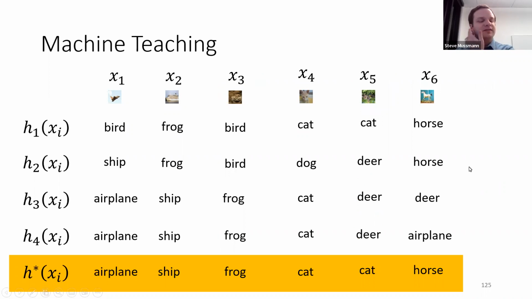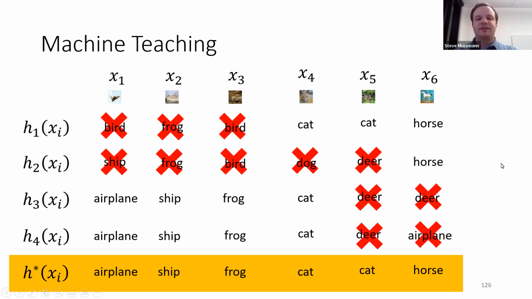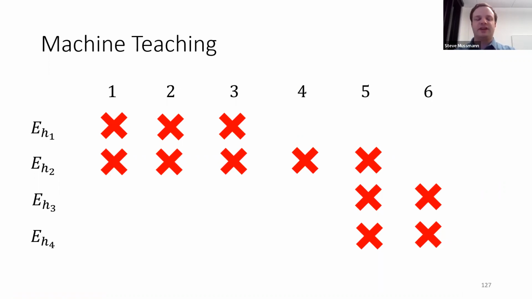One thing you might notice is that we didn't actually care about the specific labels and the specific images. We just cared about where mistakes or errors were made. And we can make an abstraction where we ignore most of the information and just look at the error sets of different hypotheses or predictors. For instance, the first hypothesis makes errors on data points 1, 2, and 3. The second one's error set is points 1 through 5, etc.